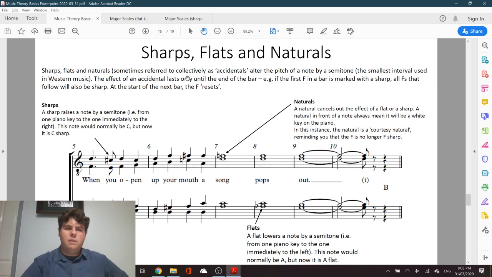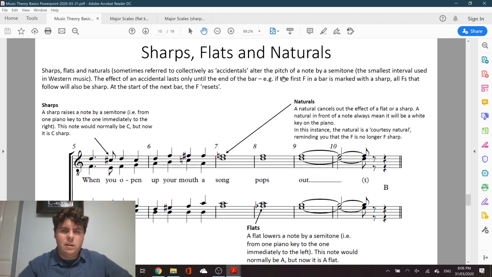Okay, sharps, flats, and naturals. So sharps, flats, and naturals are sometimes referred to collectively as accidentals. They alter the pitch by one semitone. A semitone is the smallest interval that we use in Western music. So da da da da. A semitone is like what you'd hear in Jaws, or from one note on the piano to the very next one. The effect of an accidental lasts only until the end of the bar.